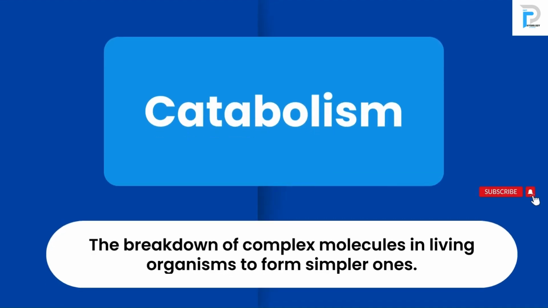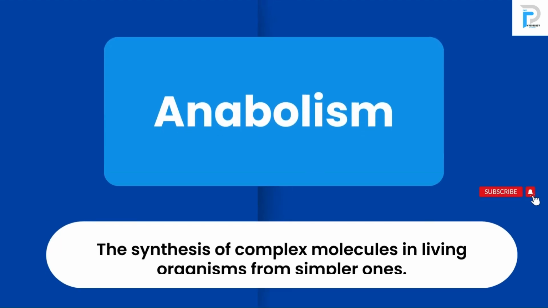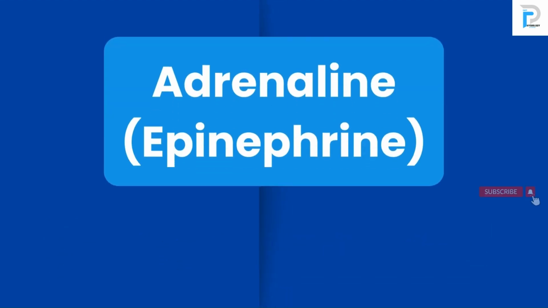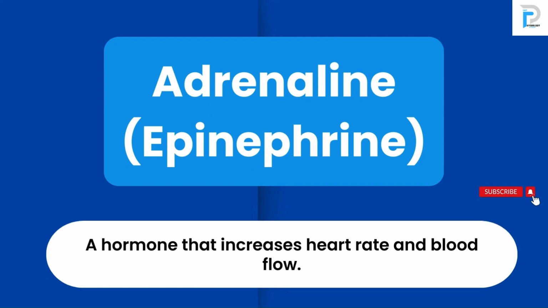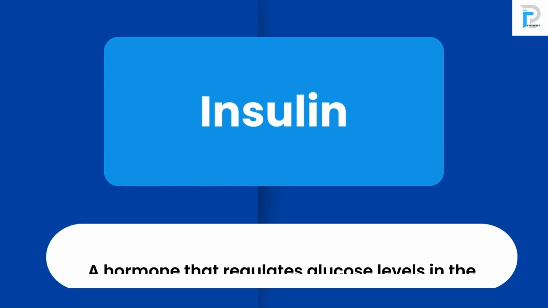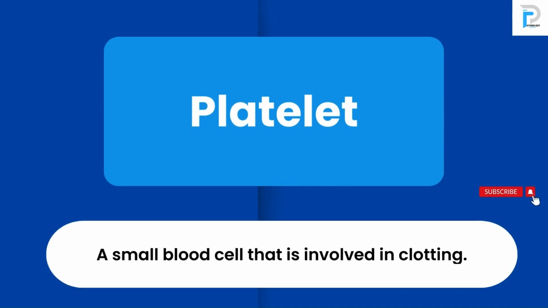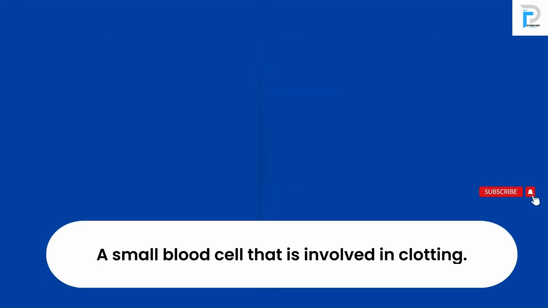Metabolism. The breakdown of complex molecules in living organisms to form simpler ones. Anabolism. The synthesis of complex molecules in living organisms from simpler ones. Adrenaline, epinephrine. A hormone that increases heart rate and blood flow. Insulin. A hormone that regulates glucose levels in the blood. Platelet. A small blood cell that is involved in clotting.